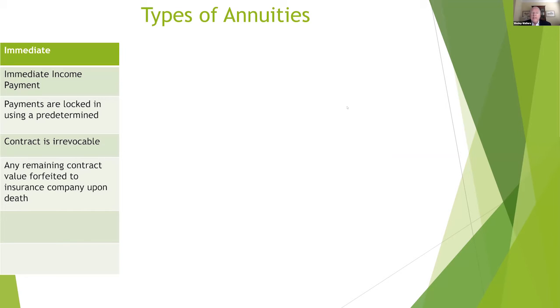The single premium immediate annuity. Here, as I said, you're trading a lump sum of money into an income stream. Once you start it, the payments are locked in. Once the first payment is made, there's no backing out. And any remaining contract value is forfeited to the insurance company. Whoa, wait a minute. This is where the misunderstanding of structuring these properly leads to people not liking annuities. So let's take a look here real quick.